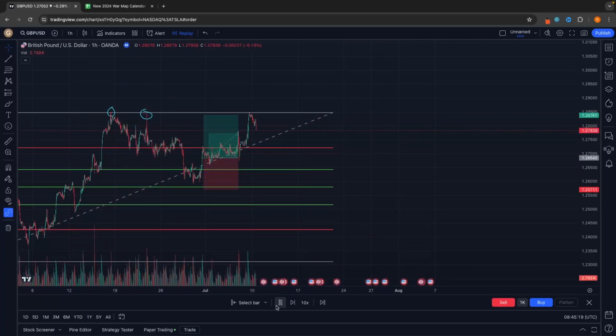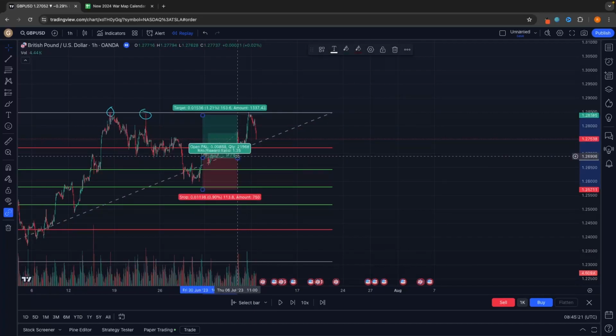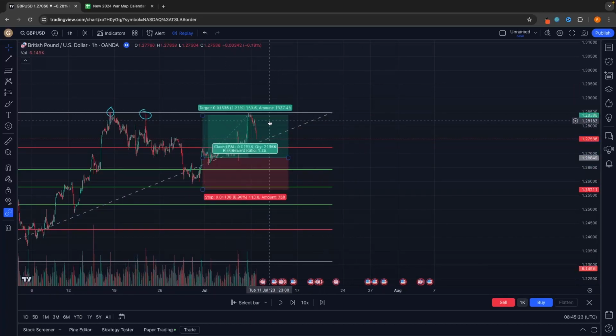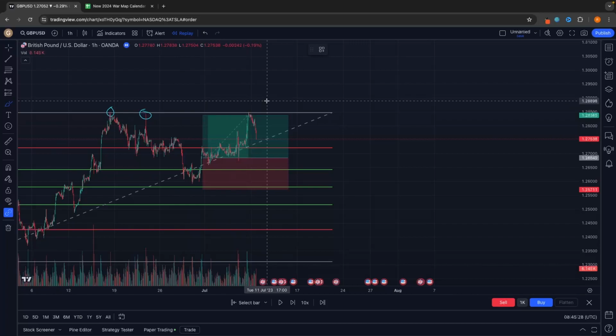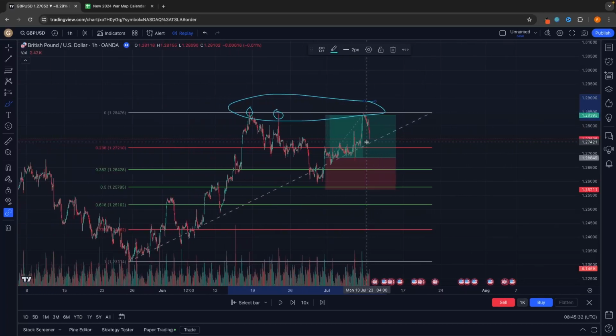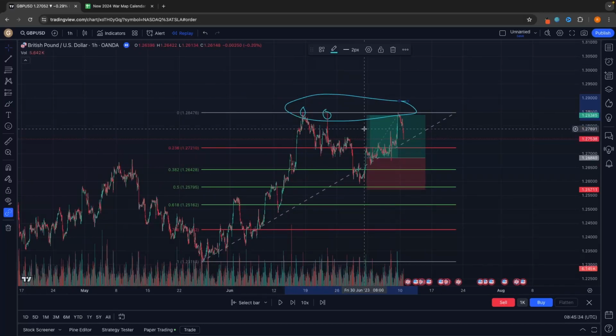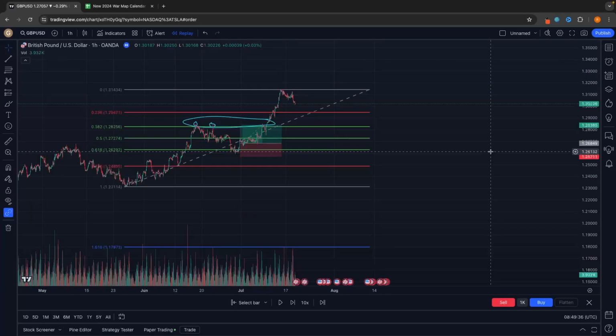Perfect. So as you can see at this level, we would have just taken our profit. Definitely came through the take profit area, and this bounced off the resistance line that we set before. And that is basically how we can use the Fibonacci retracement to take some awesome trades. So that's awesome, and we just had a winning trade.